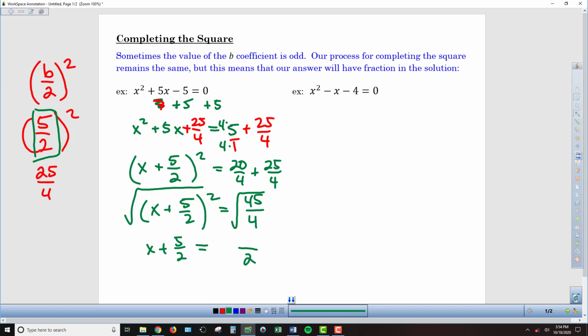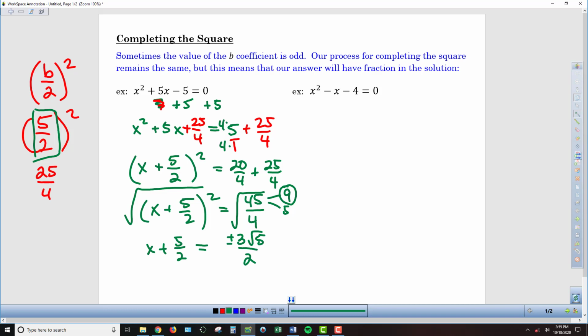And then in the numerator, I'm taking the square root of 45. And if I factor tree that, I'm going to get 9 and 5. And 9 is a perfect square, so I'm going to replace that with a 3. So I still need my plus or minus, so I've got plus or minus 3 times the square root of 5.